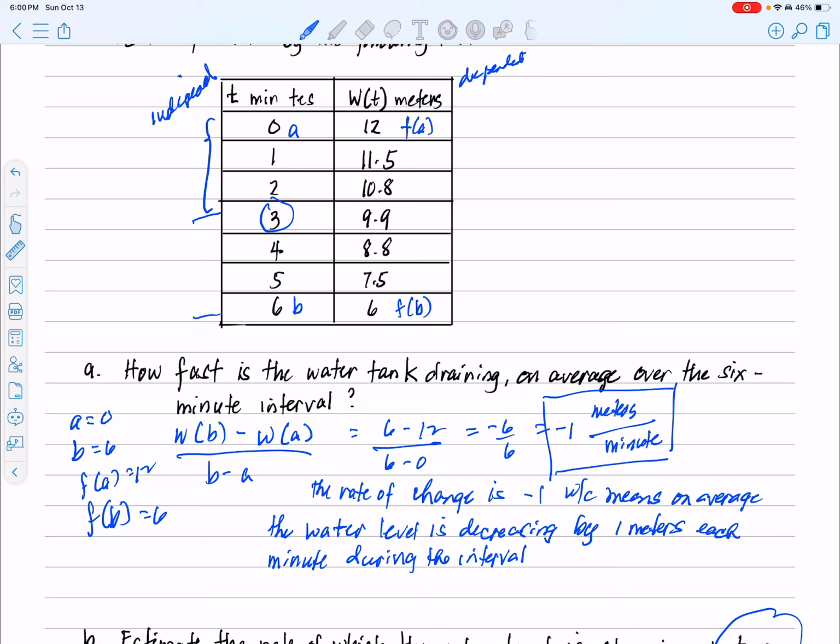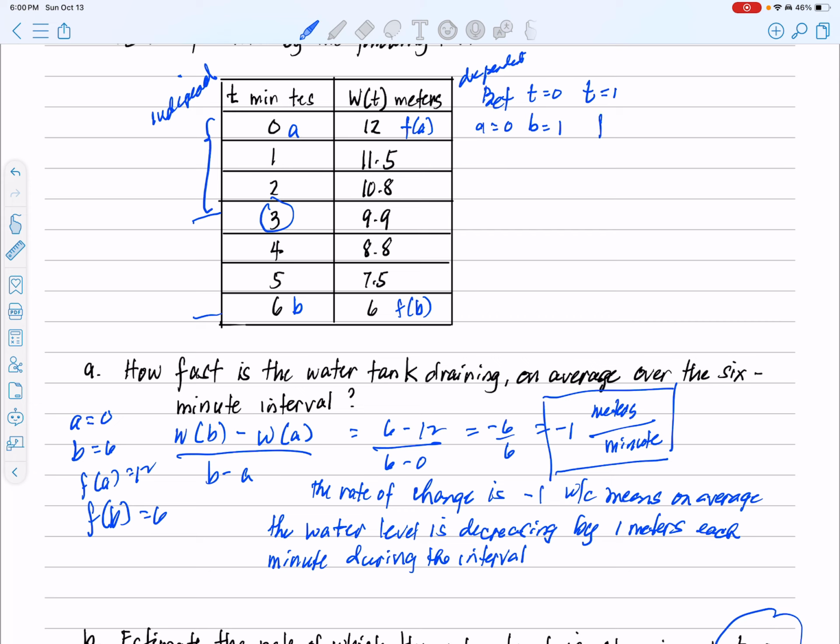So, let's say between t is 0 and t is 1. Let's see what happened to it. 0 and 1. So that means our A is 0, our B is 1.